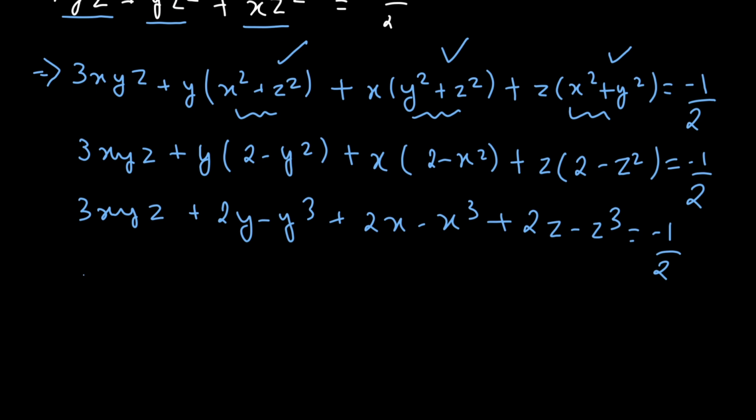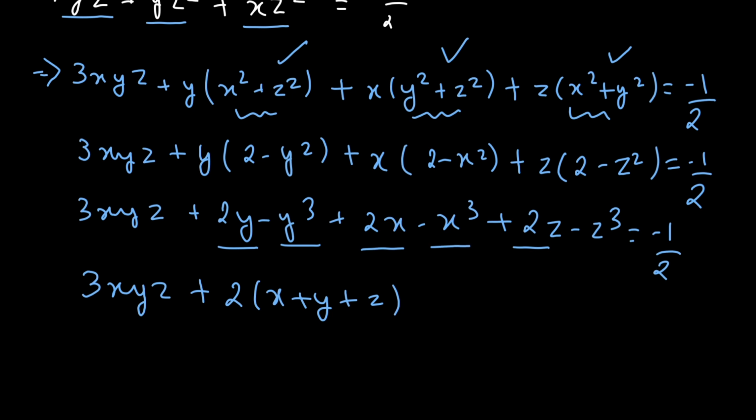Now let us rearrange the terms in the left hand side. So 3 times xyz plus now 2y, 2x, 2z, so I can take 2 common inside the bracket, x plus y plus z, minus y cube minus x cube minus z cube. So I can take the negative sign common, so inside the bracket x cube plus y cube plus z cube, and this thing is equal to negative 1 upon 2.